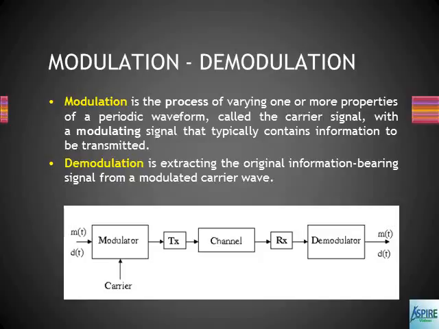Now we'll move forward to modulation and demodulation. Modulation is a process of varying one or more properties of periodic waveform. It is a process of converting the data signals. You can say it is a process of changing the properties of the signal coming from the source of information or coming from the transmitter.